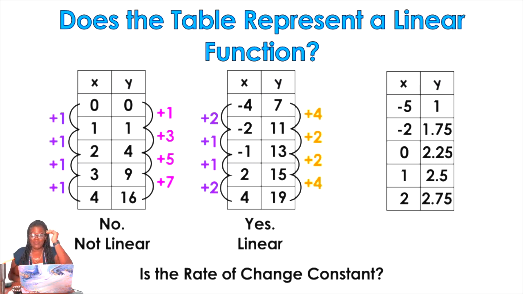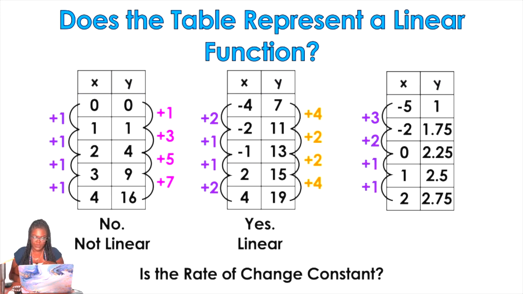Well, if I put a negative three in the middle of that negative four and that negative two, that would still be a plus one jump. And if I put a three in between two and four, that would still be a plus one jump, right? So I actually skipped numbers in the table to trick you. Make sure you pay attention to that. So yes, that one is linear.